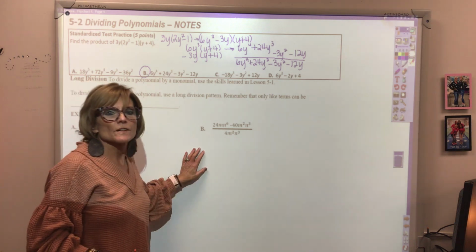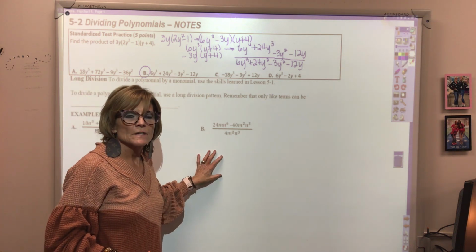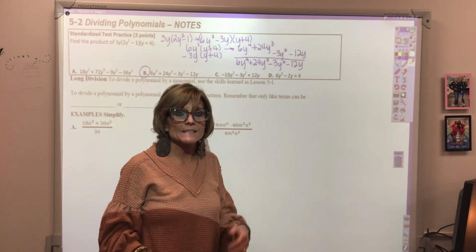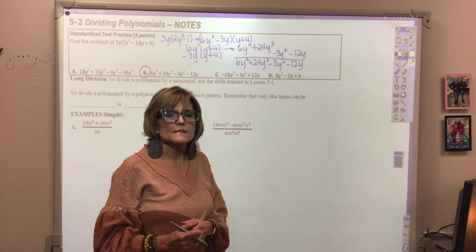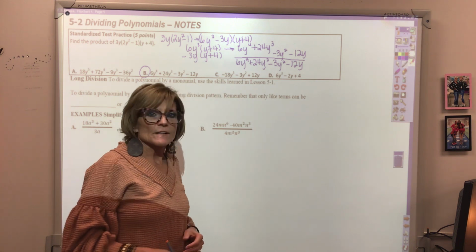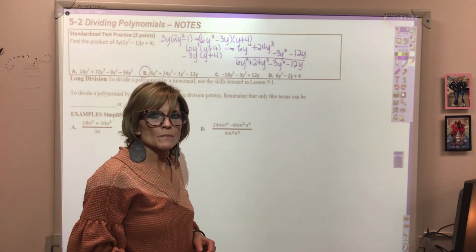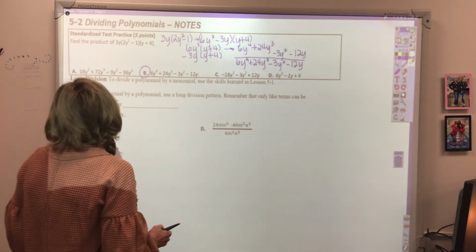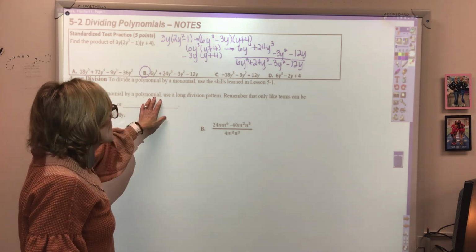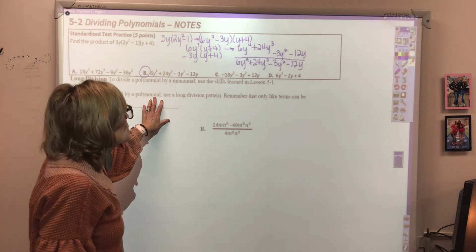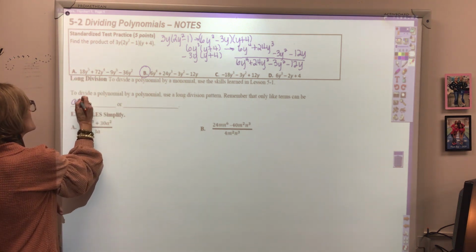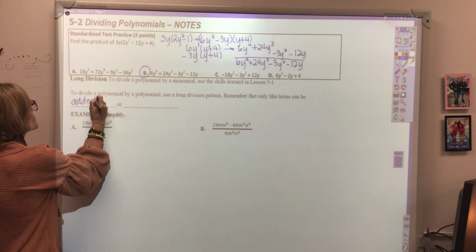Okay, so page 1 is going to be about long division. Page 2 will be synthetic division. I prefer synthetic division, but sometimes it's necessary to use long division or to know how to use it. So let's go over a few problems using long division. To divide a polynomial by a polynomial, use a long division pattern. Remember that only like terms can be added or subtracted.